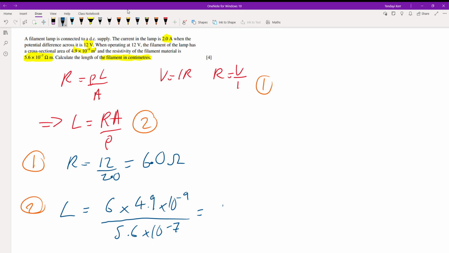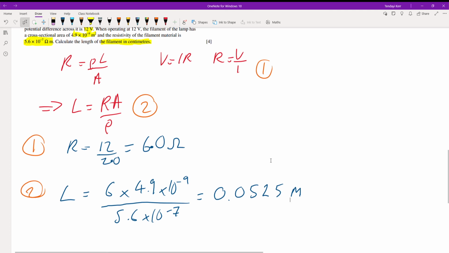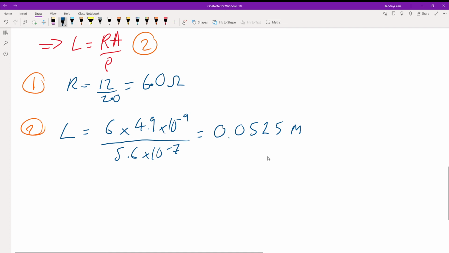So I get this on the calculator: 0.525. This is the unrounded value, and remember this is in meters, but the answer has to be in centimeters. So in centimeters, what is that? To two significant figures, that length is just 5.3 centimeters. And that's everything. That's all we need to do for this type of resistivity question.